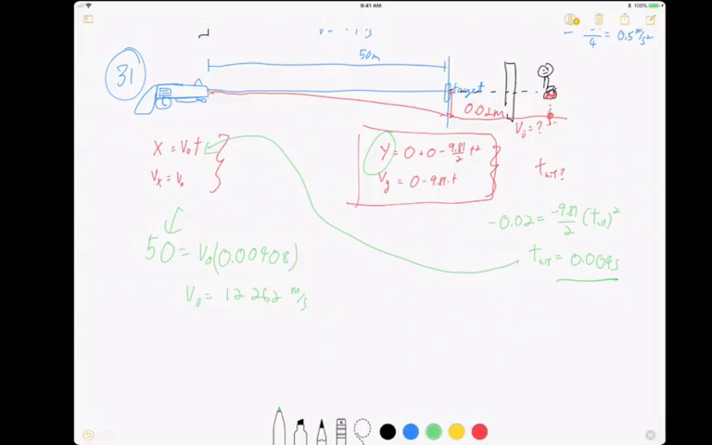Did I forget to take the square root or something? 0.02 times 2 divided by 9.81. I did. I forgot to take the square root. You should always, always be careful when doing these questions. Ask yourself, does the number I get make sense? Because if the number you get doesn't make sense, you probably made a mistake. Alright, so this is 783 meters per second. And that seems like a reasonable bullet velocity to me.